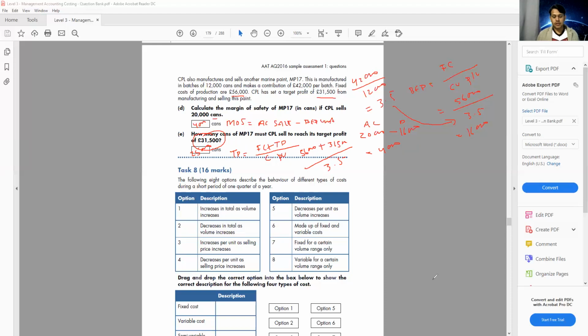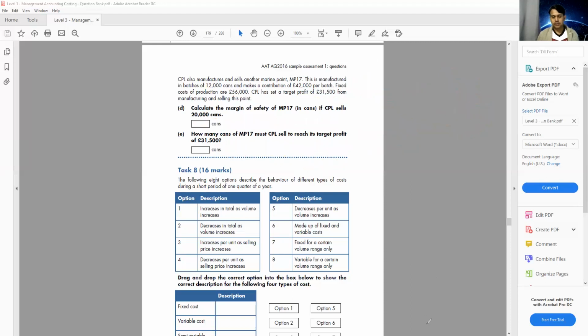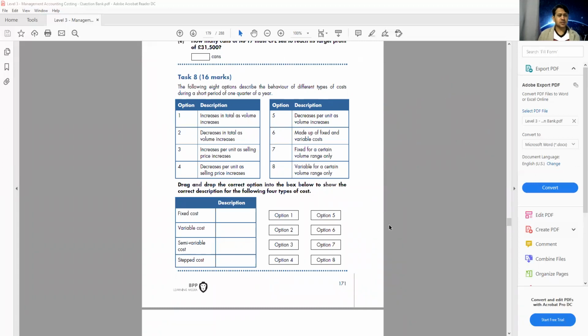Okay, let's move on to our next question, number 8. I think this is really easy: identify what is fixed cost and the definition of variable cost. What is fixed cost? Let's try to find out. Increase in total as sales volume increases? No, fixed cost never increases. Fixed cost per unit decreases when the volume increases, isn't it?